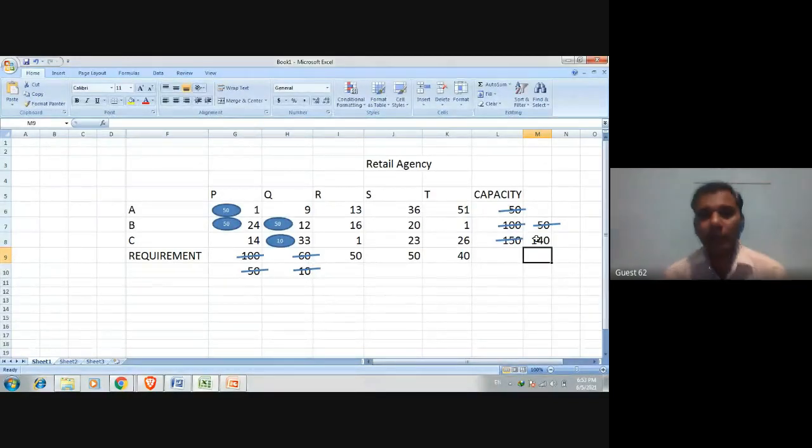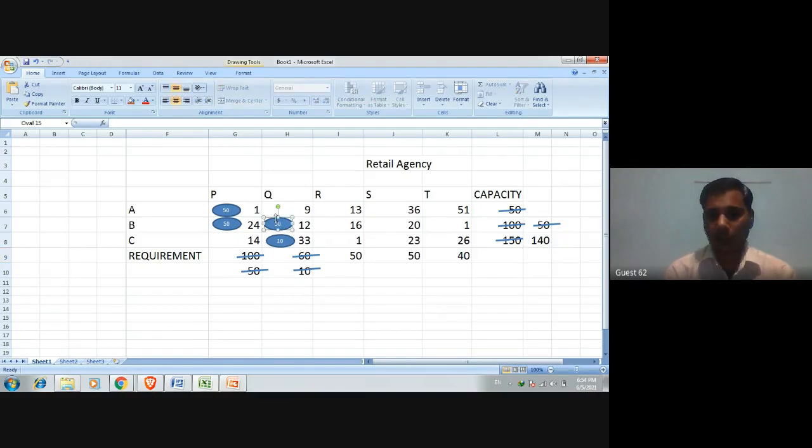Now move ahead. The requirement of R is 50 units, and the supply of warehouse C is 140 units. So which one is minimum between 140 and 50? That is 50 units. So we will allocate 50 units to the R. We have allocated 50 units to the R.